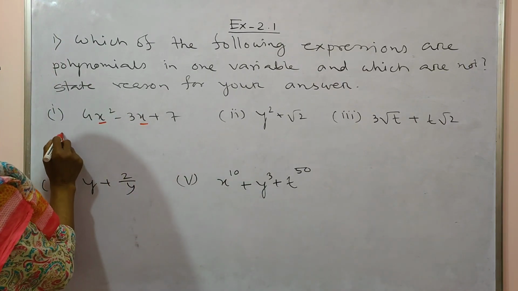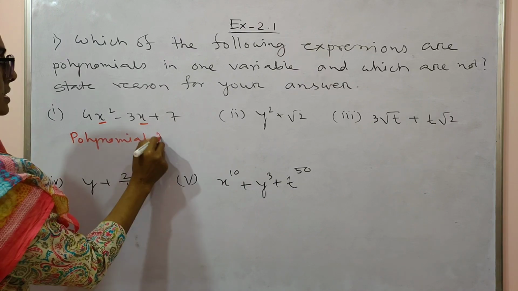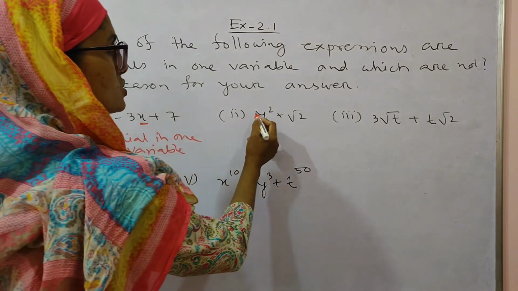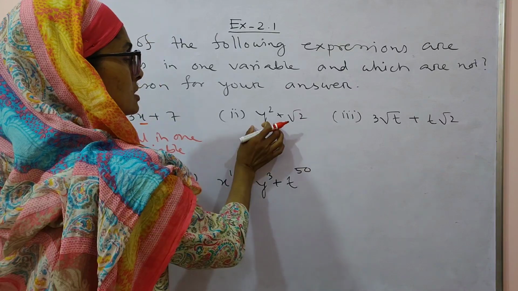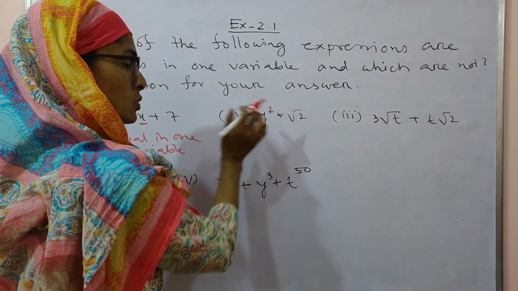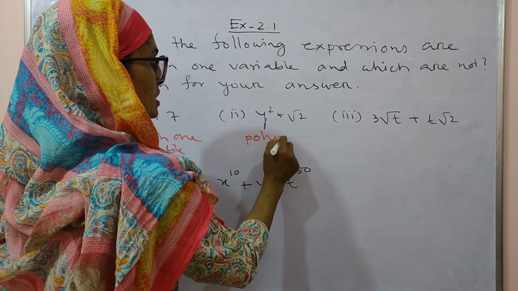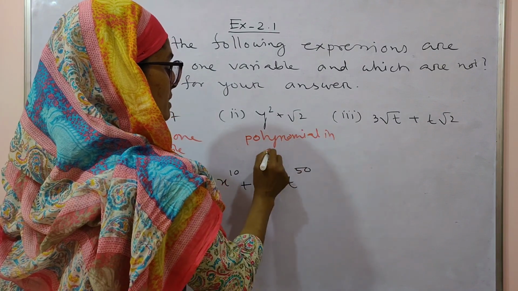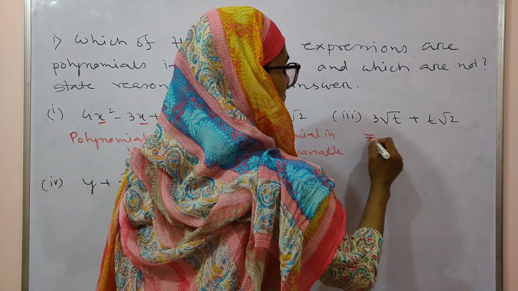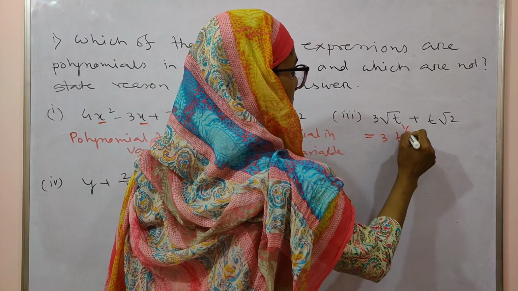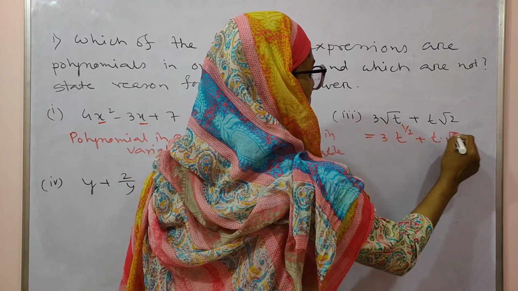This one is a polynomial in one variable. Here y square plus root 2. This one is also a polynomial, also quadratic. The variable is one, a polynomial in one variable. 3 root t, that means t to the power 1 by 2, t into root over 2.